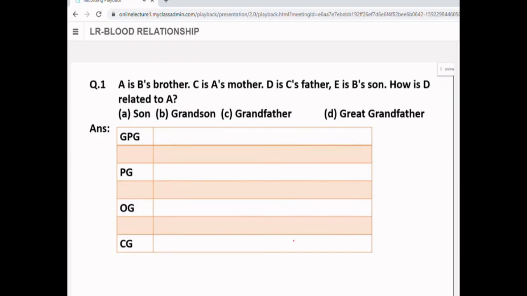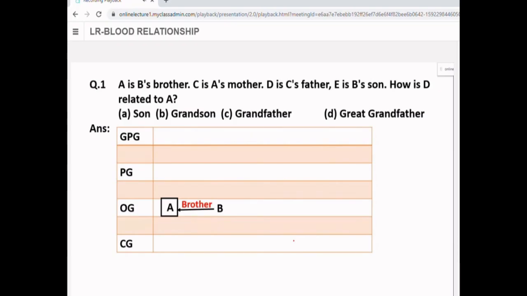Now what does it say? A is B's brother. That's all, don't read further; the full stop has come. Let us draw this. A is B's brother. This is the way I'm writing it: brother, sister. If it is father, mother, I would write it in the PG line. If it is grandparents, I would write it in the GPG line. Right now I'm writing them in OG because brother, sisters, cousins come in this line.